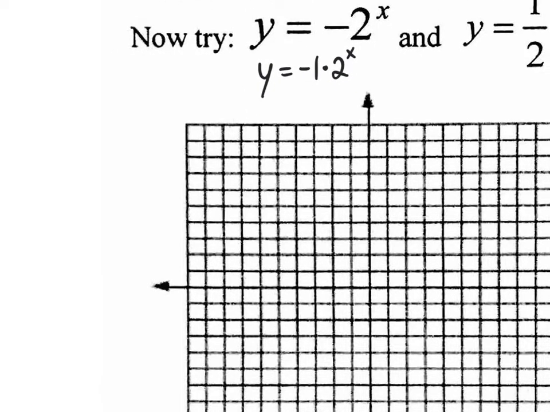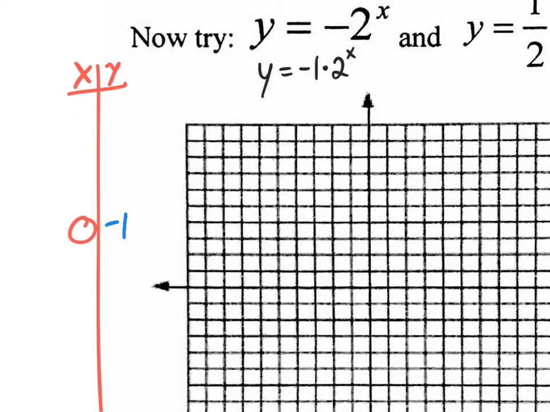So if we were to make an XY table for this guy, plug in 0. If I were to plug in 0 right there, 2 to the 0 is what? Anything to the 0 power is what? 1. And then 1 times -1? -1. Let's use consecutive integer inputs: 0, 1, 2, 3, 4. Backwards, -1, -2, -3, -4.